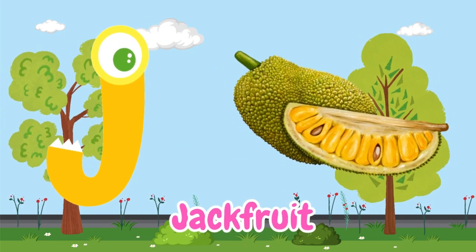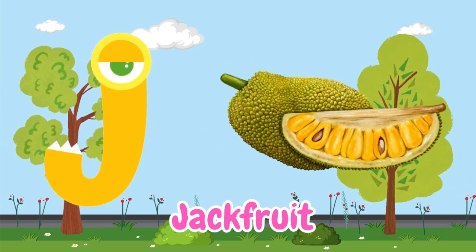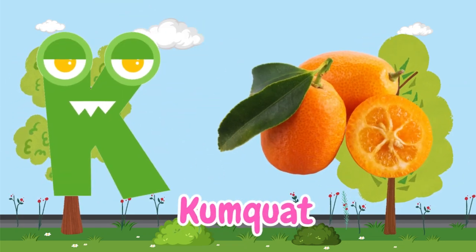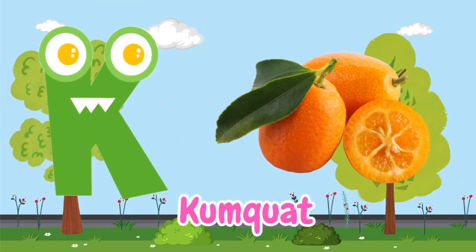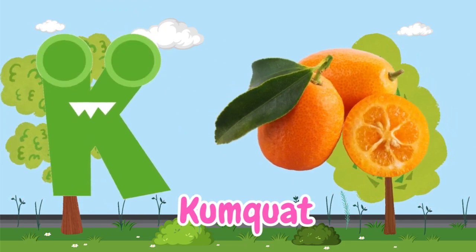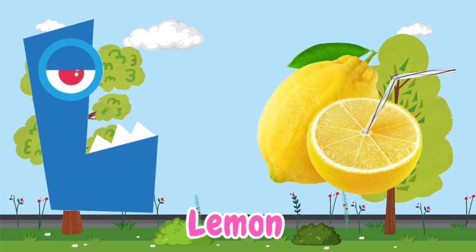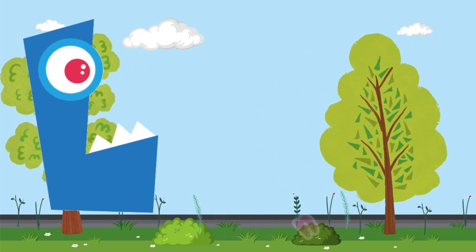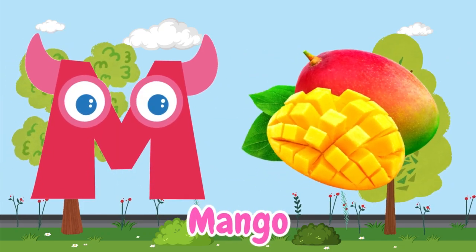J is for jackfruit. Jackfruit. K is for kumquat. Kumquat. L is for lemon. Lemon. M is for mango.